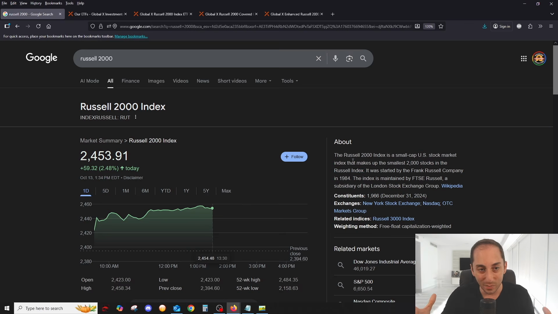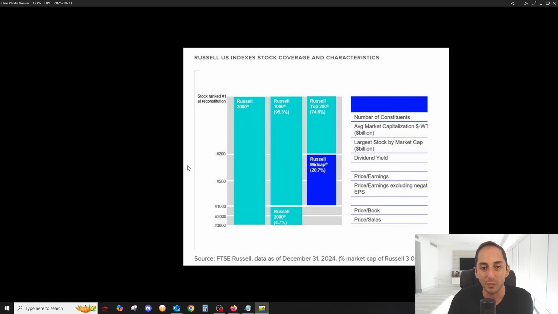So like the name says, you're going to have access to 2,000 companies in this index, but it's really the small cap, or the smaller companies in the US. So what do they mean by makes up the smallest 2,000 stocks in the Russell index? Well, this picture basically explains everything. It's a great picture. There's actually quite a few Russell indexes. You have the Russell 3000, the Russell 1000, and you have the Russell 2000, the one we're talking about here.